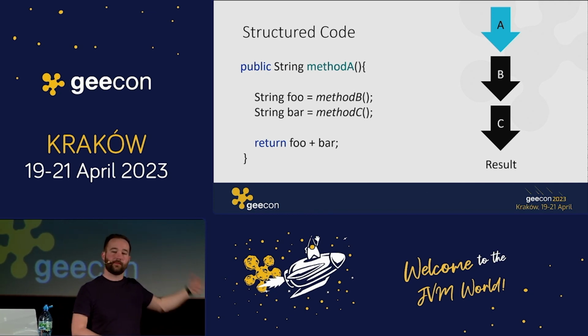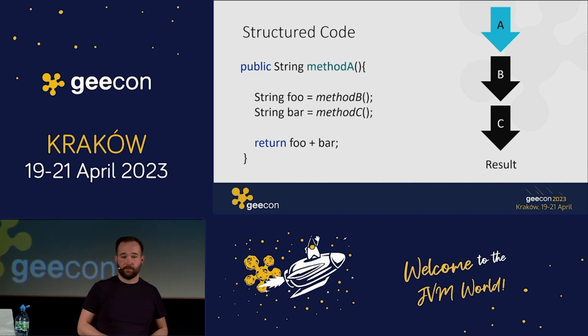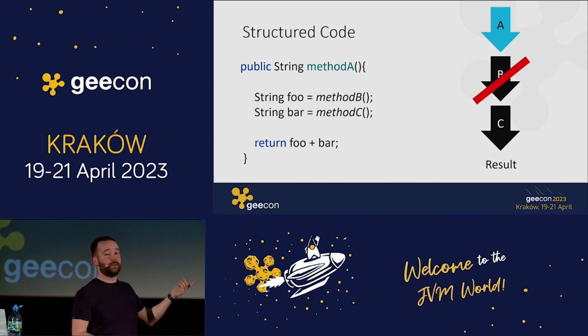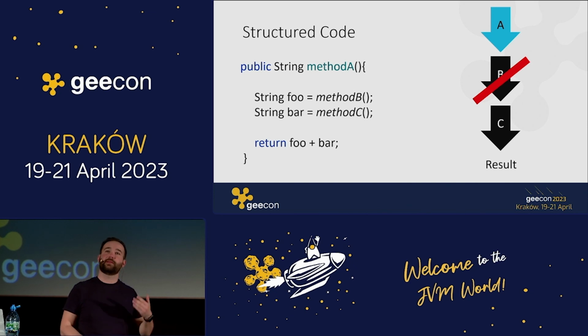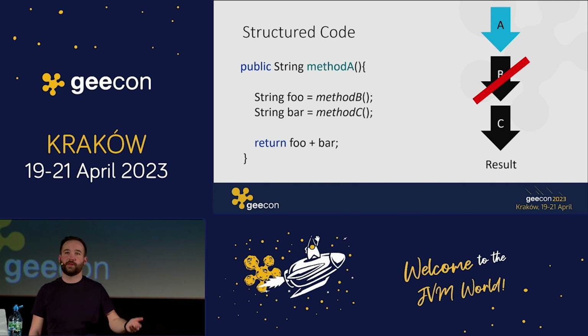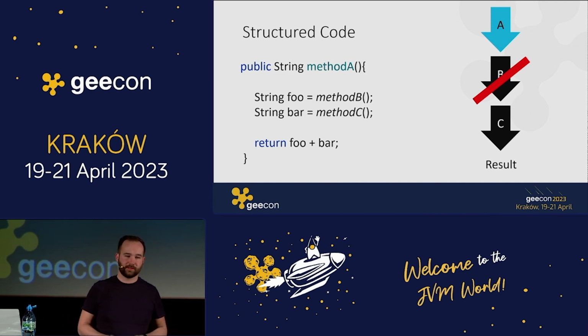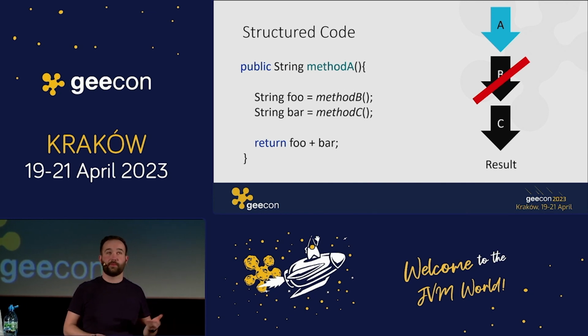I will start at A, call B, call C, and then I will have a result, which is very easy to understand. So when, for example, an exception happens inside B, I can still start my method A, method B throws an exception, and at that point in time, I know I no longer have to continue. I don't have to call method C, and I'm not going to try and create a result because I can't, because I don't get a value from method B.